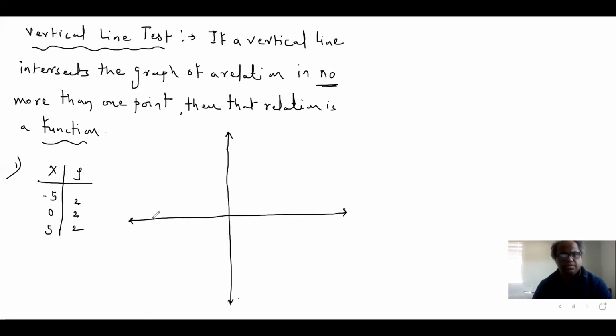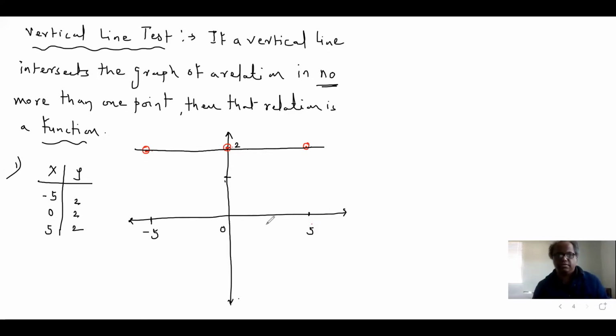Now let's say this is -5, this is my 0, and this is my +5, and this is my 1, and this is my 2. Right. So let's put this in the coordinate plane. This is -5, 2. This is 0, 2. And this is 5, 0. All right. So if I draw this line, it will pass through these points.